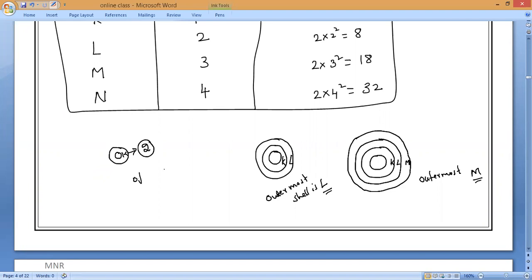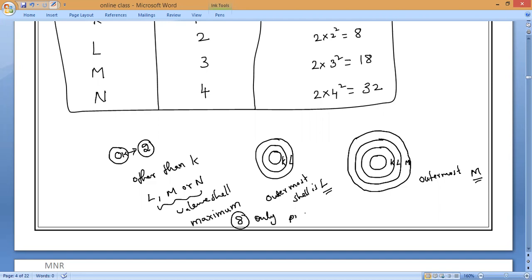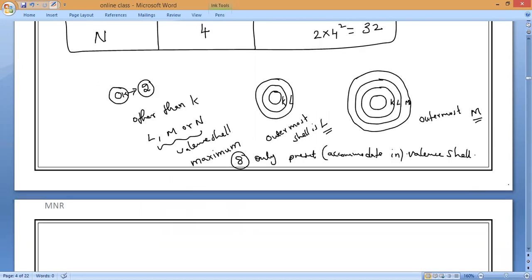So other than K, whatever it is, L or M or N, or the valence cell, maximum how many electrons can we accommodate? Everybody. Maximum 8 electrons only can be accommodated in the valence cell. That is what you have to remember. Okay, everybody? That is the second point. The last shell or valence cell, second point.